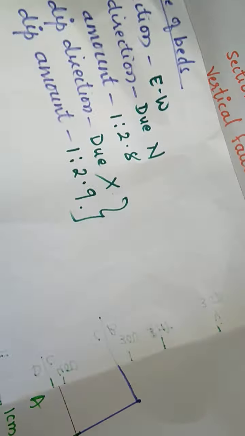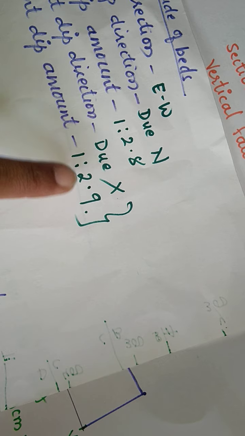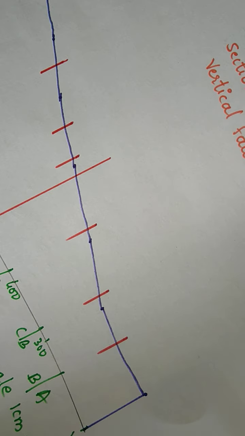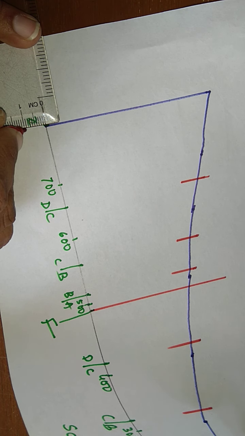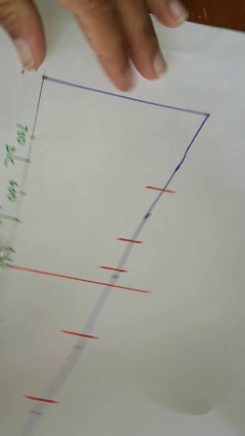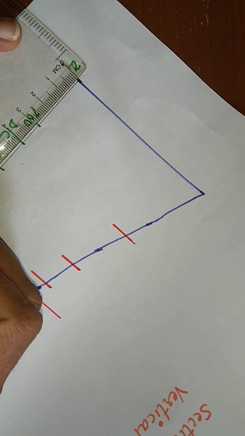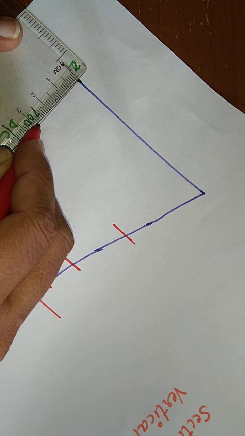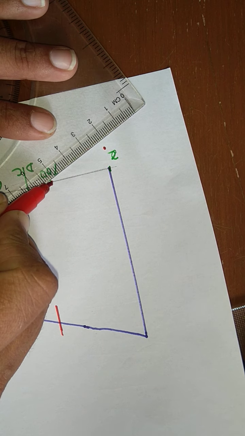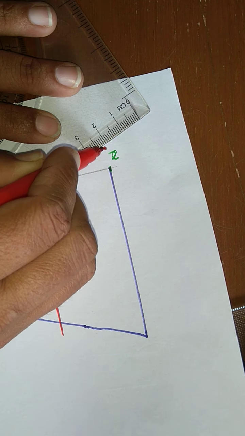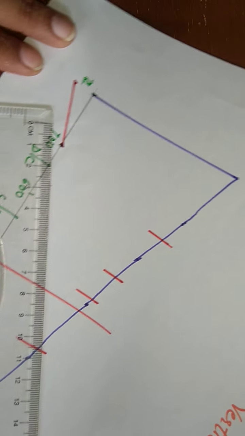So here the attitude of beds that we have calculated is due x, that is the dip direction, and the amount is 1:2.9. So on x, what we will do is 1 centimeter down, and 2.9 centimeter on the xy line we will measure, and these 2 points we will join, so that shows the slope. Parallel to this we have to draw all these beds.